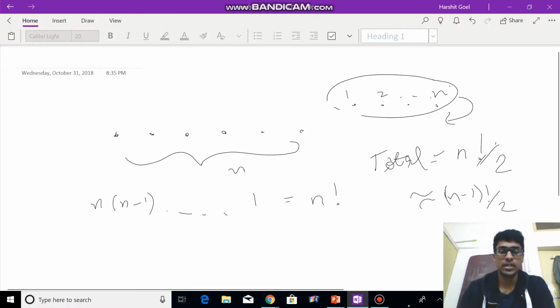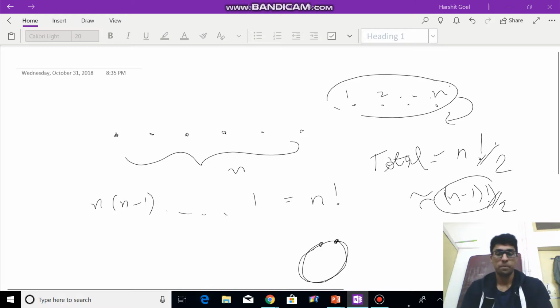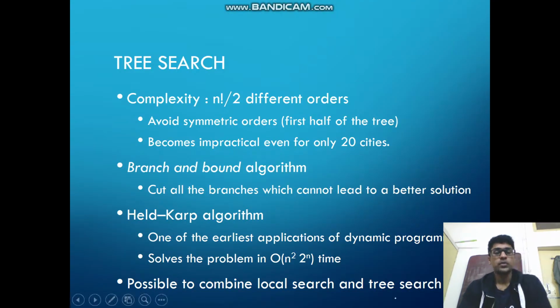and we can do that by saying that since in a cycle it doesn't matter from where we start, for the first node we can pick any node, any city, and then the rest n minus 1 we can pick by n minus 1 factorial ways divided by 2 because of the symmetry. So since the complexity is of the order of n factorial, this solution becomes impractical even for only 20 cities, because 20 factorial is a very large number.